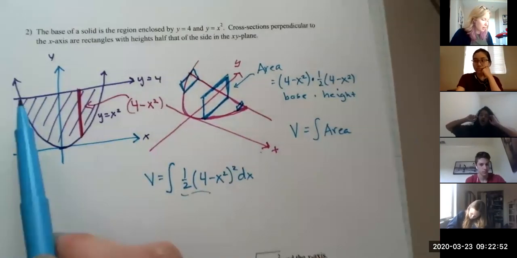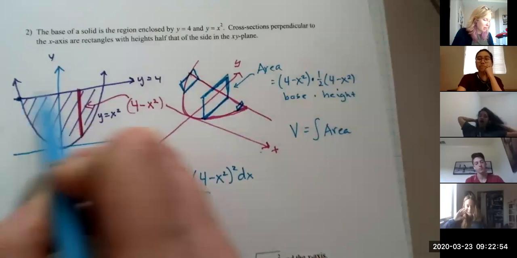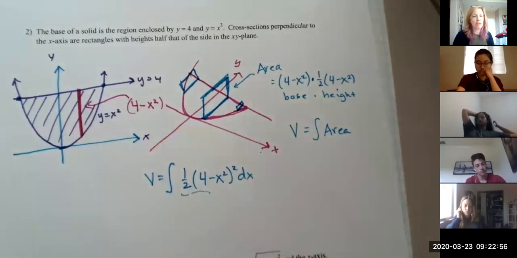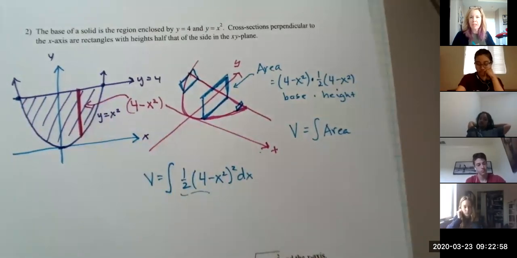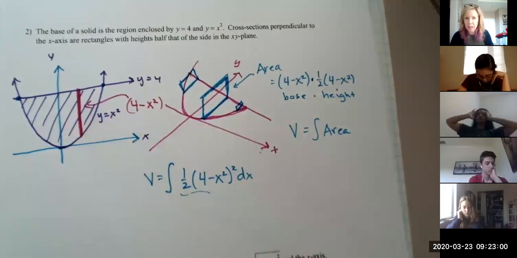Now, I need to know what these boundary values are. What are my boundary values going to be for this equation? Where does x squared equal 4?